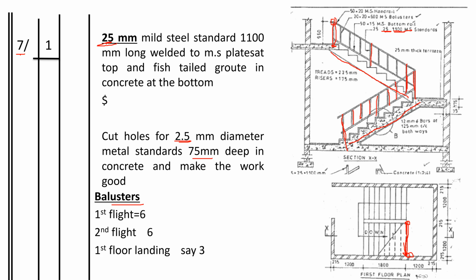On the second flight, we have 1, 2, 3, 4, 5, 6. Then we can do an assumption for the first floor landing. We say here we have 3 balusters. Say 3, right? Or you can just take.